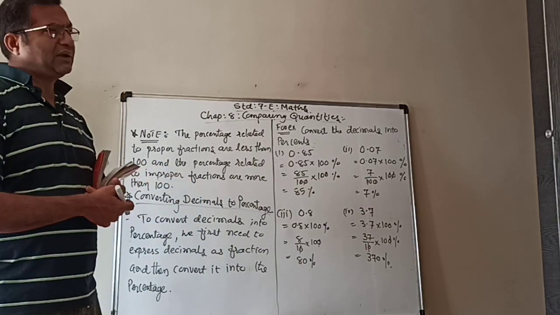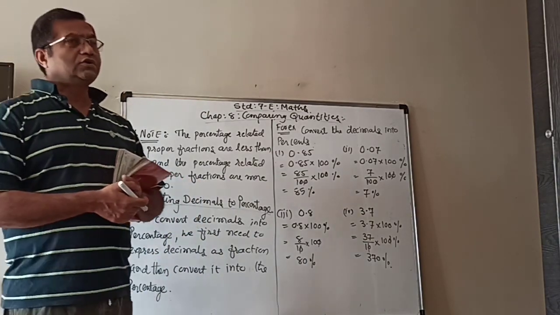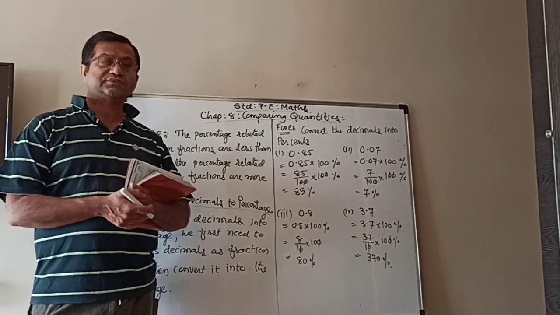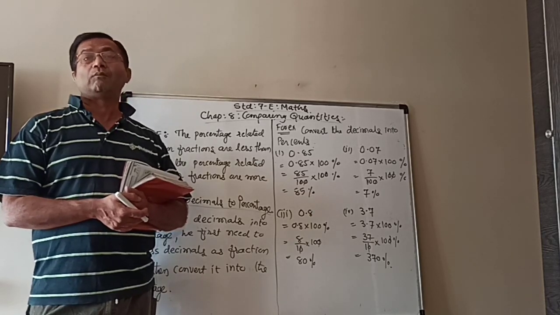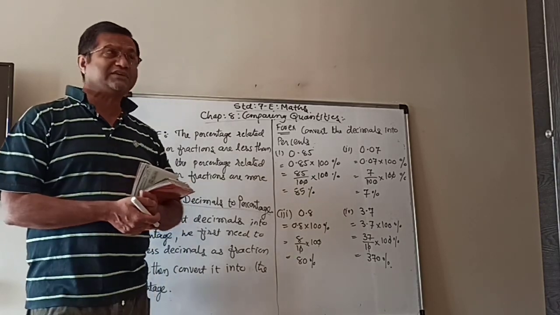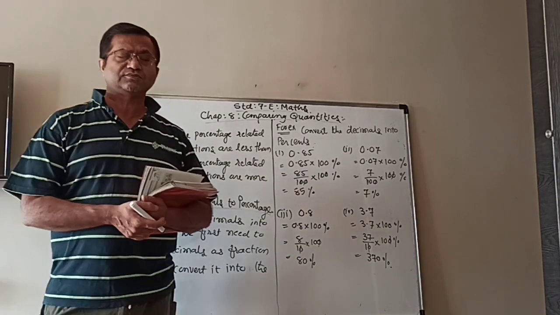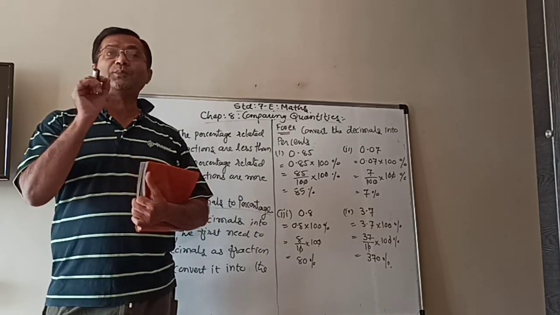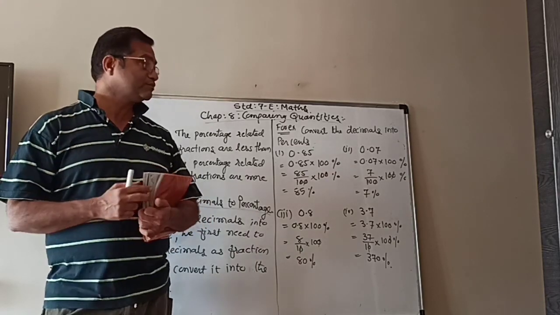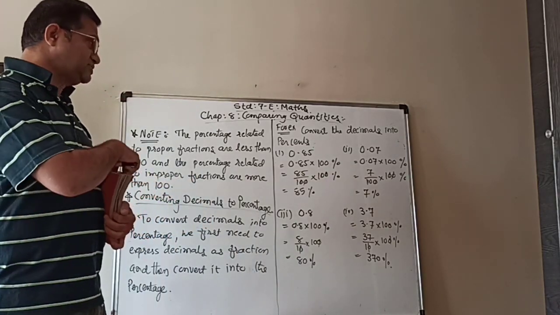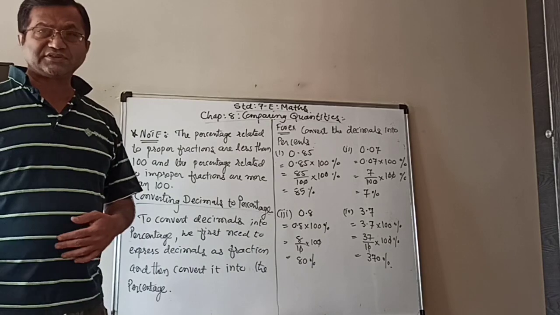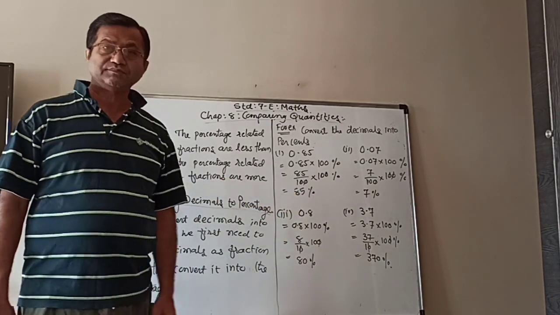If you notice them properly, you will see that some percentages are less than 100, but some can be more than 100 also. So always remember that the percentages related to proper fractions are always less than 100. Proper fractions are, for example, 85 upon 100. It is a proper fraction. What is the percentage? 85.